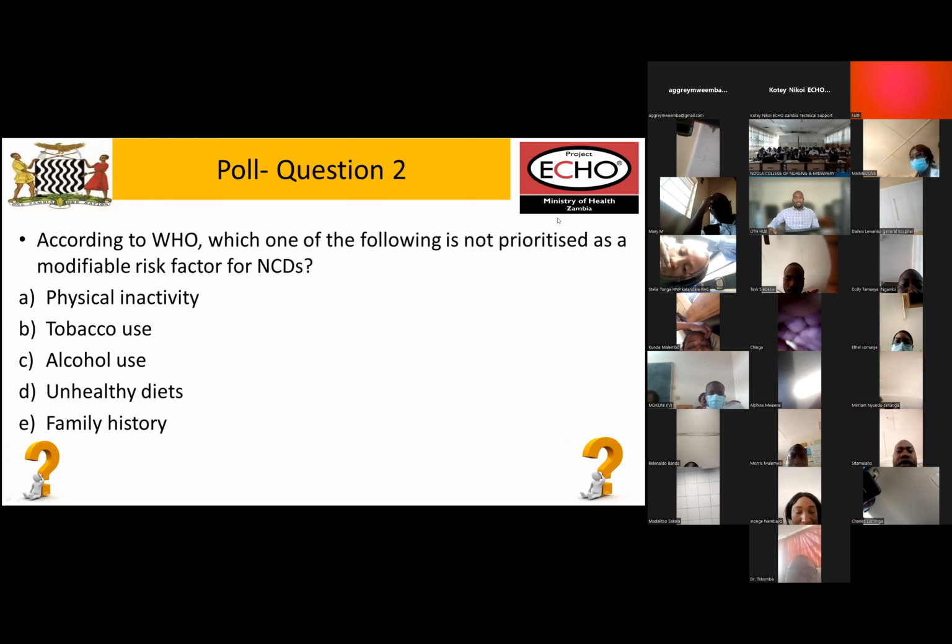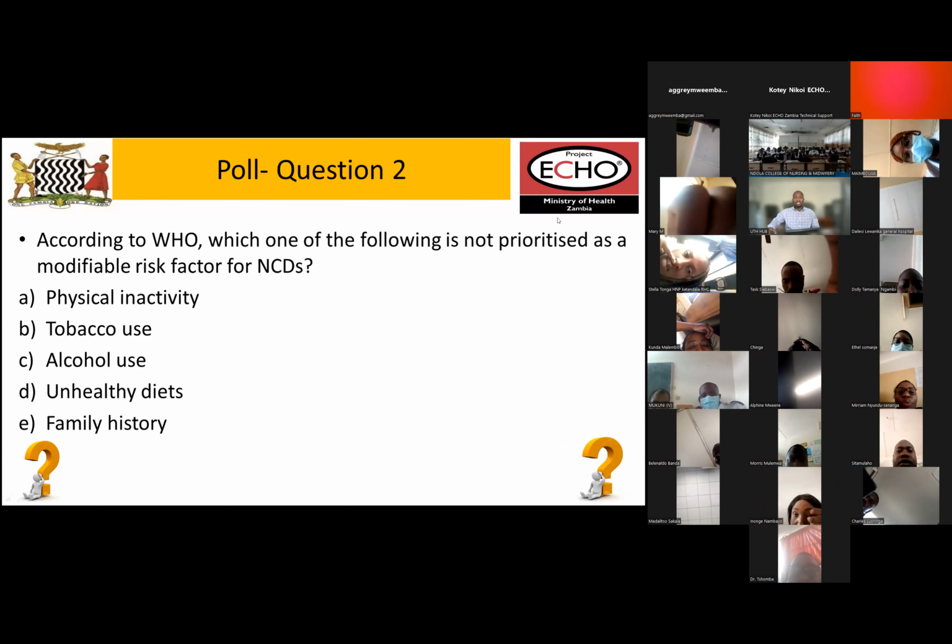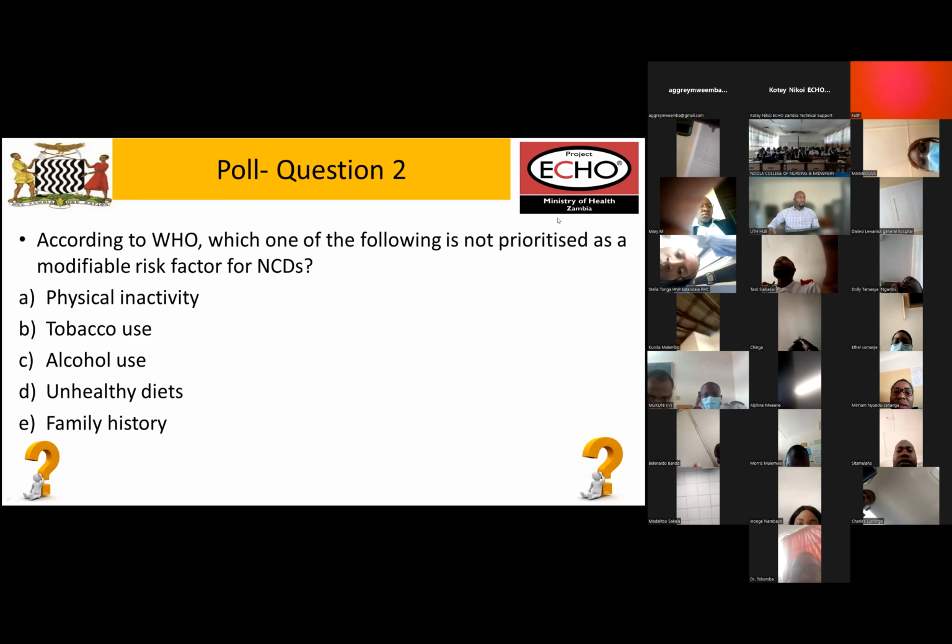A, is it physical inactivity? B, is it tobacco use? C, is it alcohol use? D, unhealthy diets? Or E, family history? Let's get polling. We have just about 30 to 40 seconds to poll.